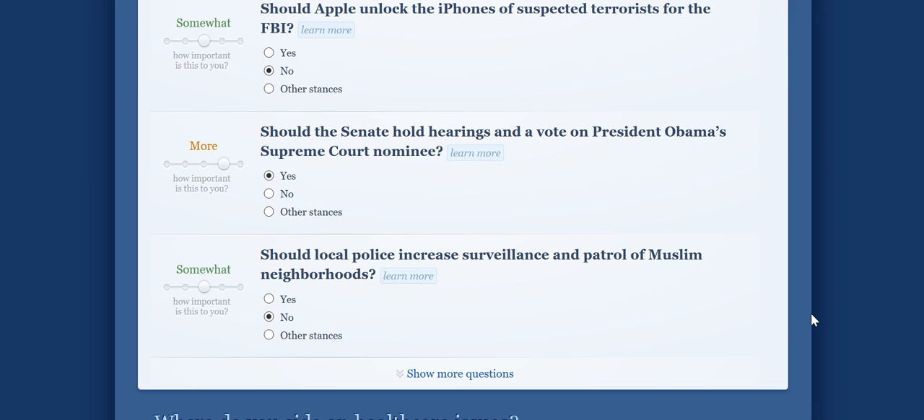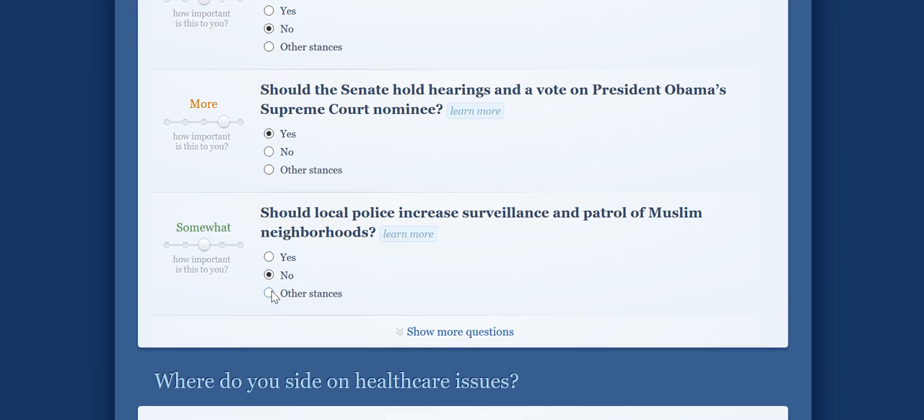should local police increase surveillance and patrol of Muslim neighborhoods? I said no here, and I said no because of civil liberties. So, look at the way they phrase that. Should local police increase surveillance and patrol of, quote, Muslim neighborhoods? No, because they said, quote, Muslim neighborhoods. So in other words, all Muslims who live in a Muslim neighborhood, you have to suffer increased surveillance because some people in your community might be terrorists.